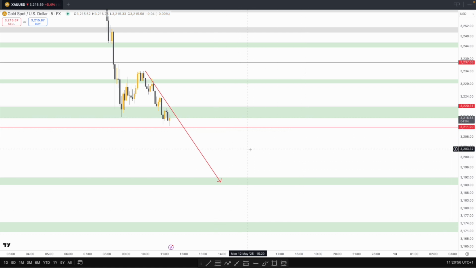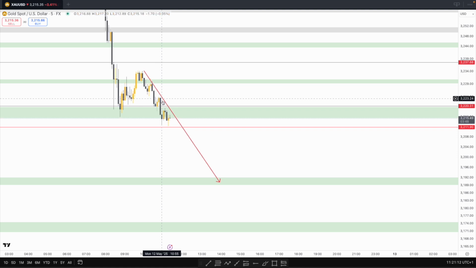Obviously, there are some lower levels, for example, these red horizontal lines that we have marked in at 3,211, and these levels could still hold price up. So with all that being said, our overall bias is bearish as of right now.